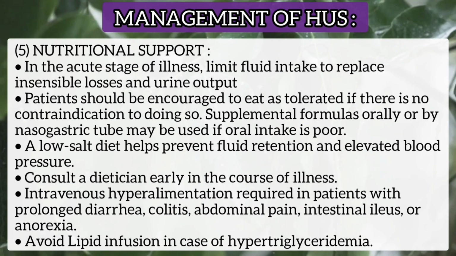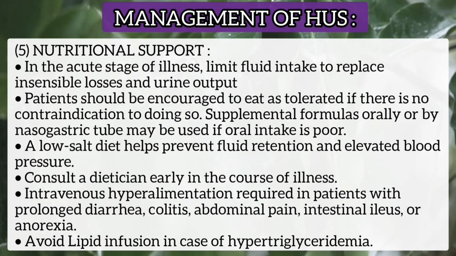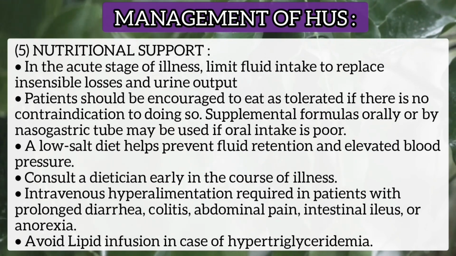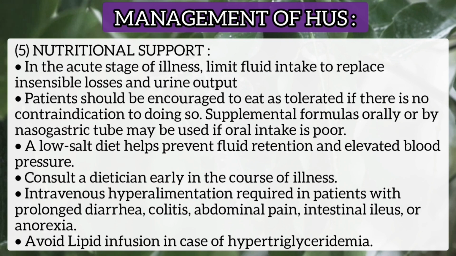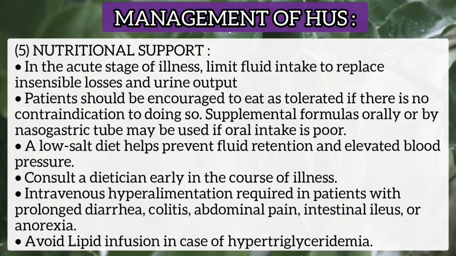Consult a dietitian early in the course of illness. Intravenous hyperalimentation may be required in patients with prolonged diarrhea, colitis, abdominal pain, intestinal ileus, or anorexia. Now, avoid lipid infusion in the case of hypertriglyceridemia.